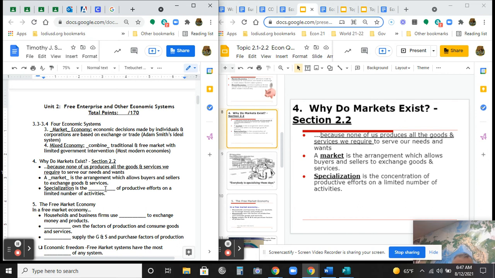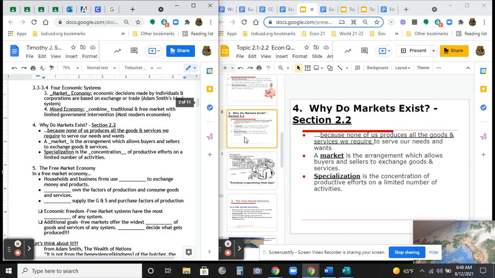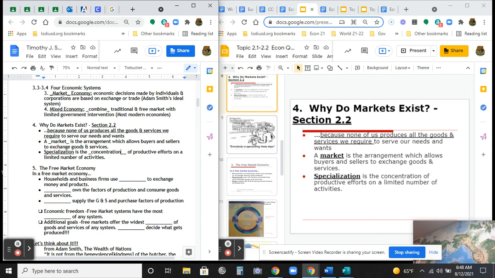Specialization is concentration of productive efforts on a limited number of activities. So this happens too, even within those systems. Like Apple is not making clothes. Apple is focused on tech products. Sure, they make phones, watches, iPads, but those are all technical products. Okay, let's take a look at the next one.